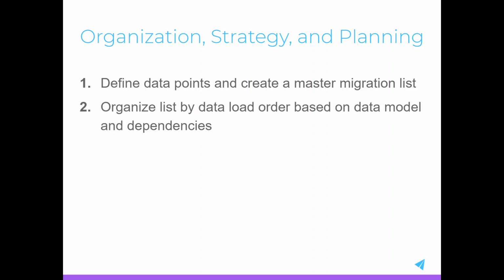Organize your master migration list by the order data needs to be loaded in accordance with the data model and dependencies. For example, you need to load contacts before you can load applications related to those contacts. Because applications are a child record to the contact, you will need to load the parent record, in this case the contacts, before you can load the applications.